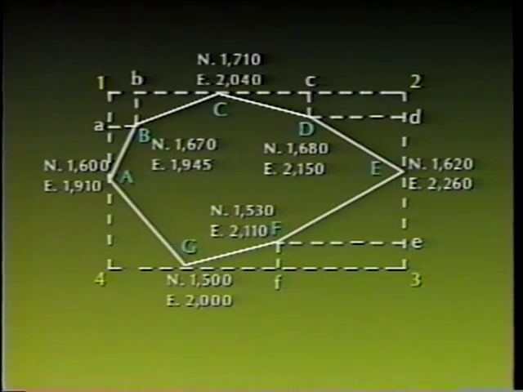The second step is to determine the area of the large rectangle, 1, 2, 3, 4, from the differences in coordinates. The third step is to calculate the area of triangle A, B, small a, rectangle small a, B, small b, 1, the triangle large B, small b, large C, and so on around the perimeter of the parcel. Then determine the area of the parcel. Turn off the video and work the problem using the diagram in your handbook, and come back when you're finished.